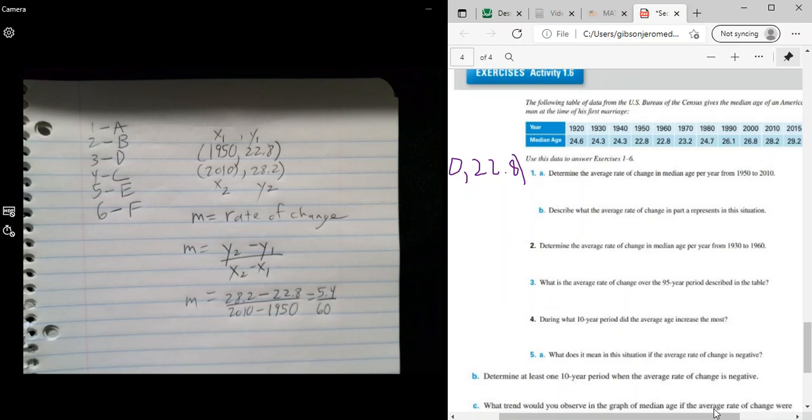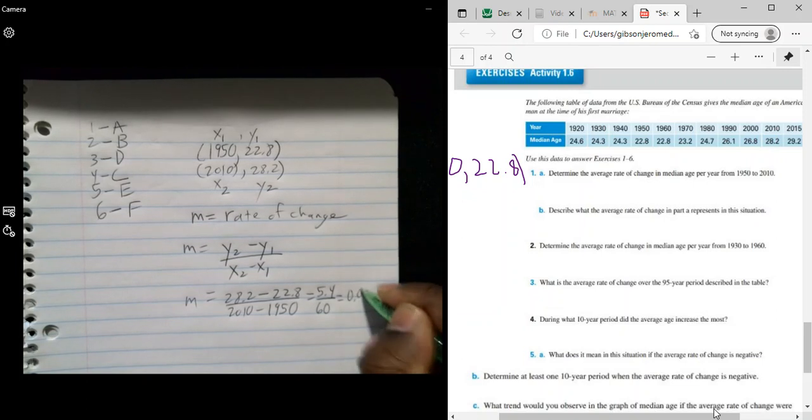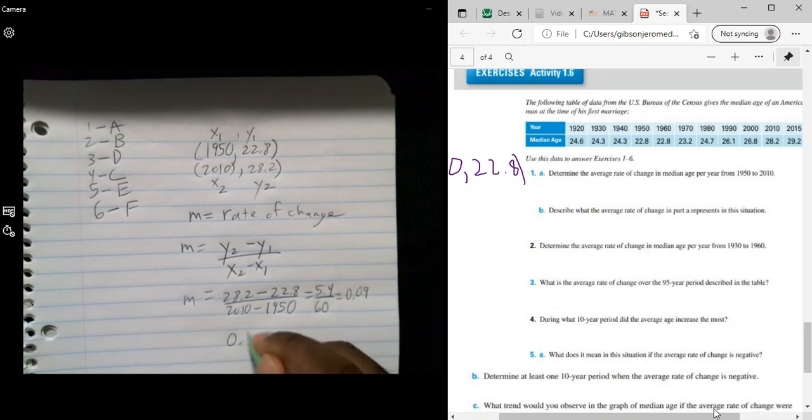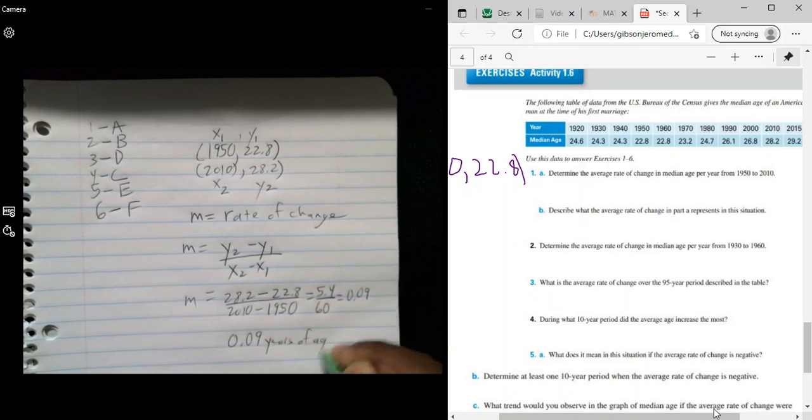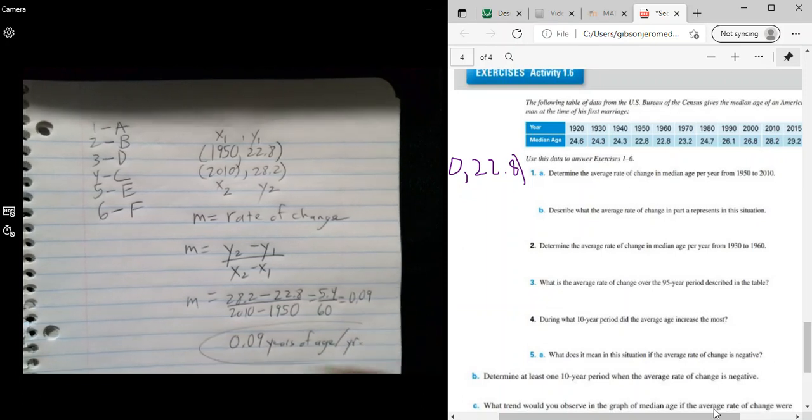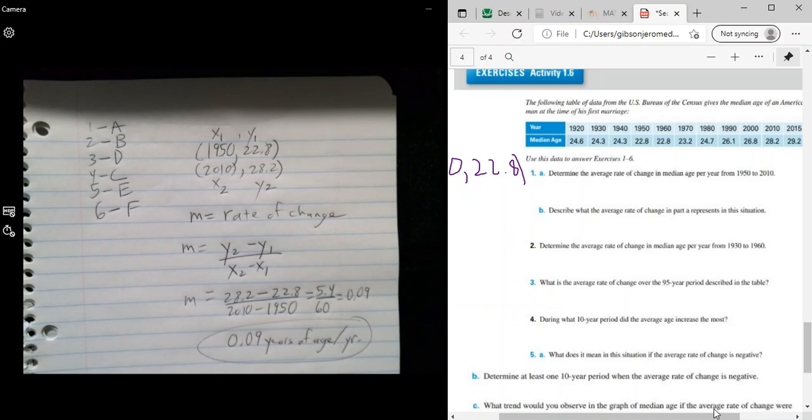When you put this in your calculator, it'll be 0.09. So it'll be 0.09 years of age per year. So that's the average rate of change. It goes up 0.09 years of age per every year. So we're basically just finding the slope, but they just describe it as a rate of change.